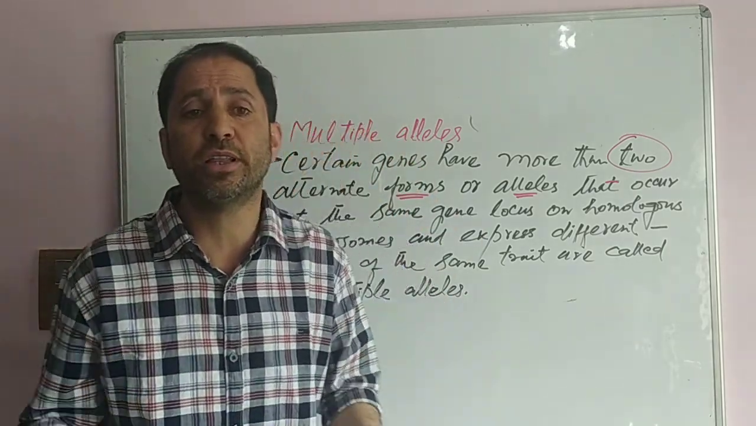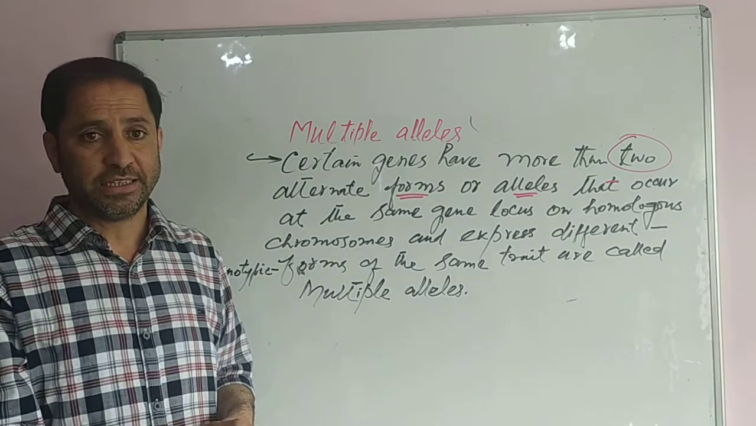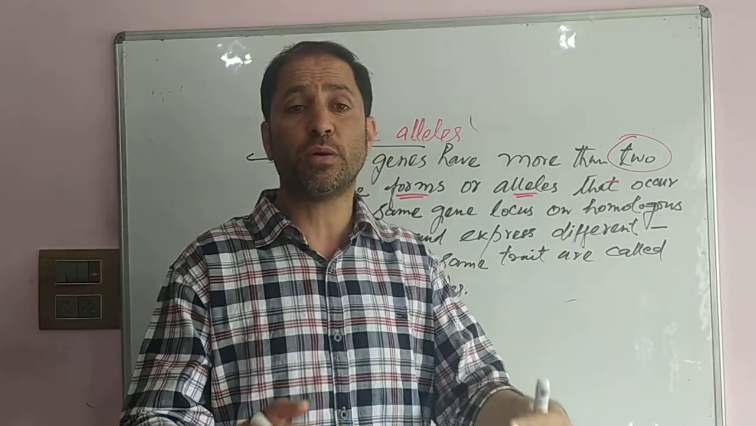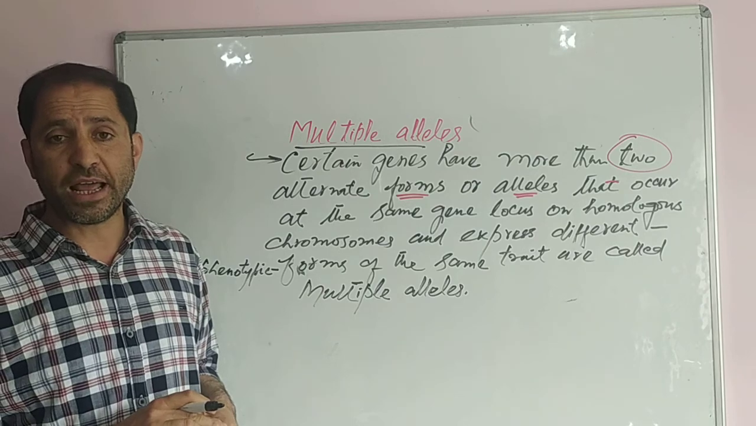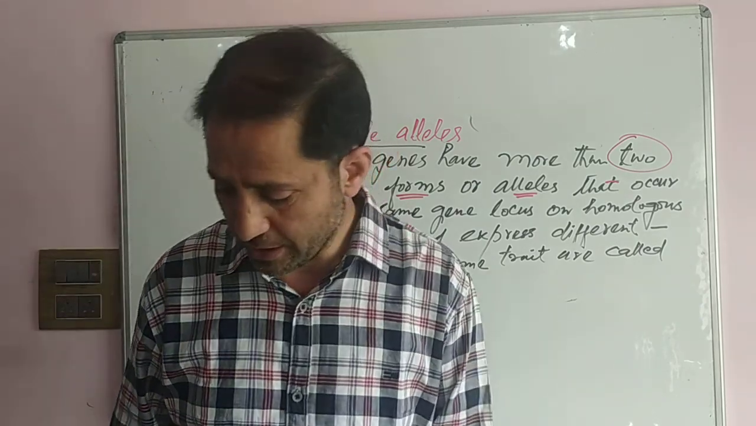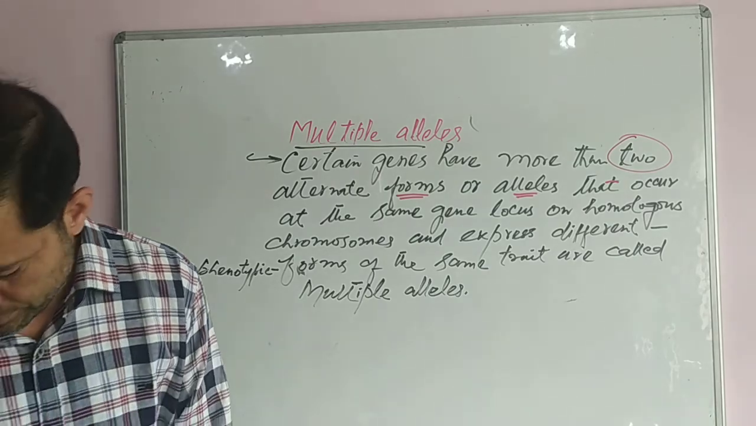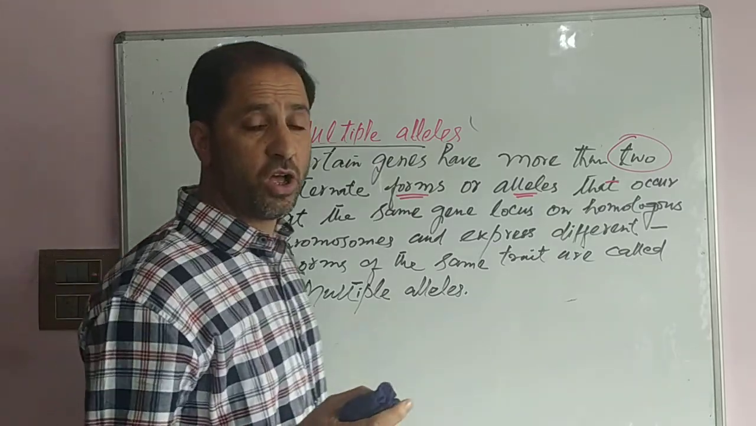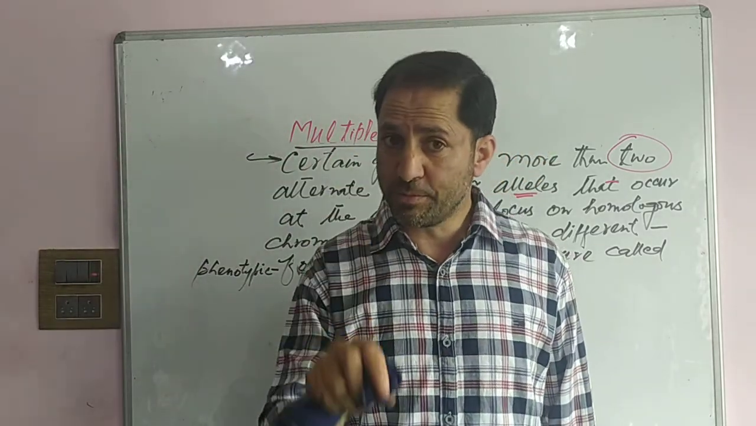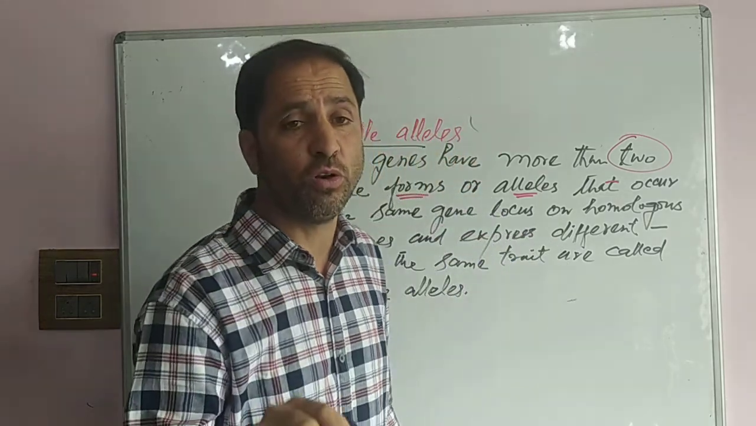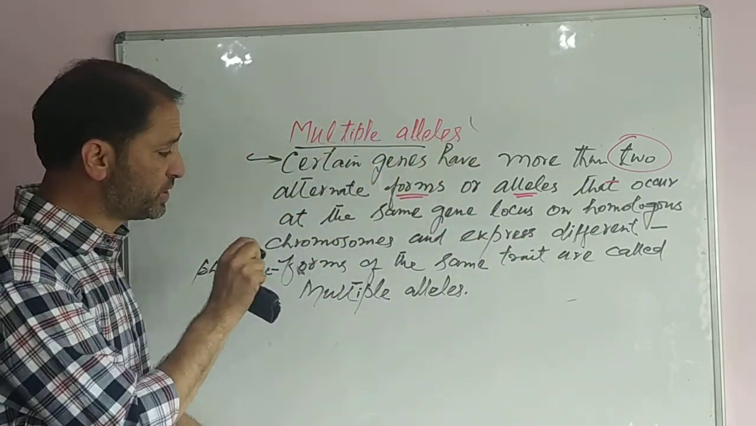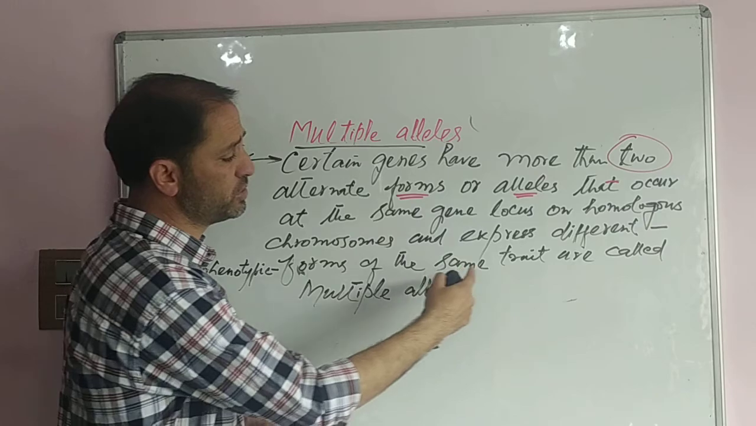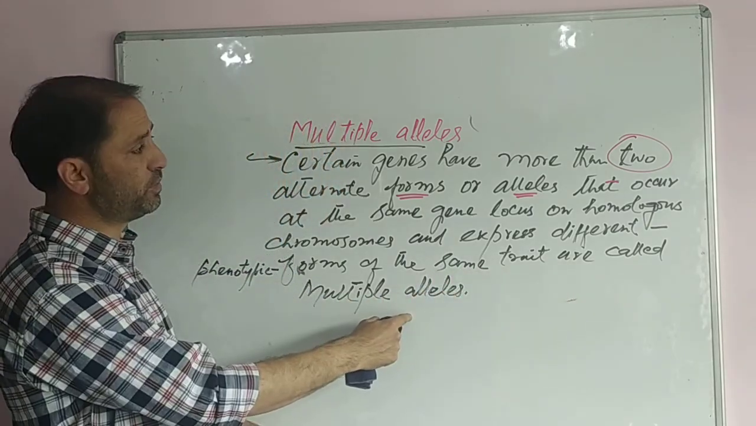Genes may have more than two allelic forms. Such genes are multiple allelic genes, and transmission of multiple alleles from parents to offsprings is referred to as multiple allelism. What are multiple alleles? Multiple alleles are more than two alternate forms of the same gene which control different phenotypic traits of the same character, which express different phenotypic forms of the same trait. We refer to them as multiple alleles.